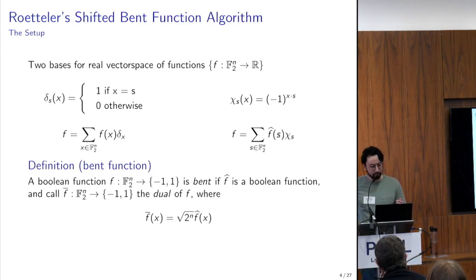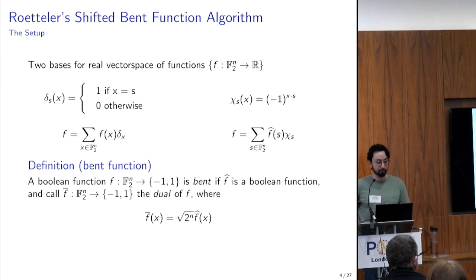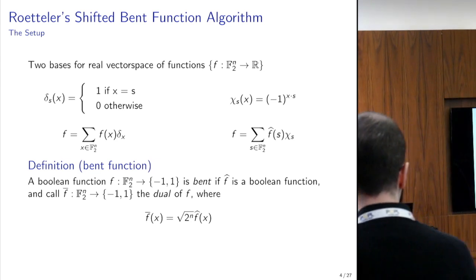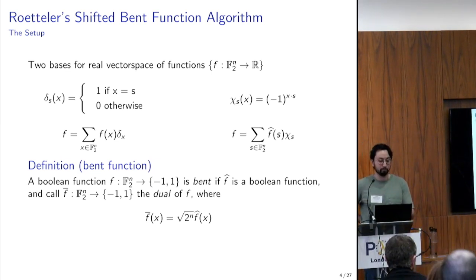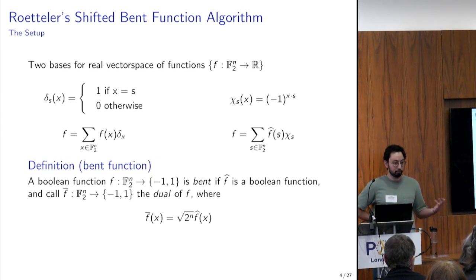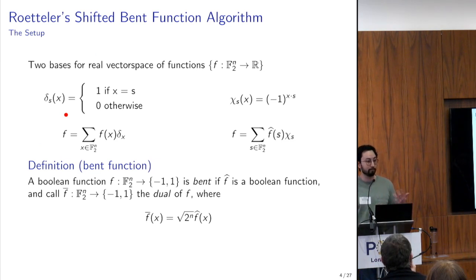So the setup is just to understand what the hidden shift algorithm is. We'll start with a vector space of functions from n booleans to the reals. We can have potentially many bases, but we can single out two bases for this vector space, one being like a Dirac delta. Given an S here, the function will output 1 if and only if the input is exactly that bit string. And here, given an S, we'll compute the parity on the bits that are indexed by that S.